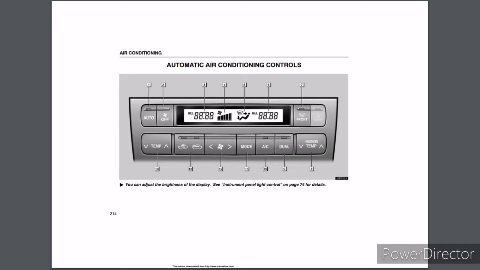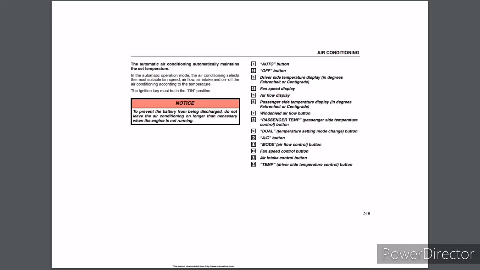Automatic air conditioning controls. You can adjust the brightness of the display. See instrument panel light control on page 74 for details. The automatic air conditioning automatically maintains the set temperature. In the automatic operation mode, the air conditioning selects the most suitable fan speed, airflow, air intake and on-off of the air conditioning according to the temperature. The ignition key must be in the on position.